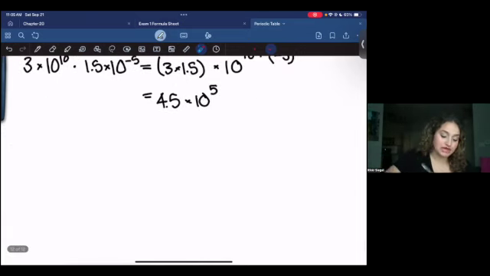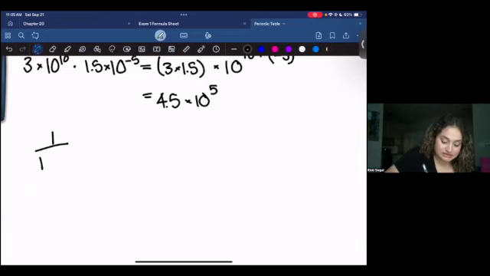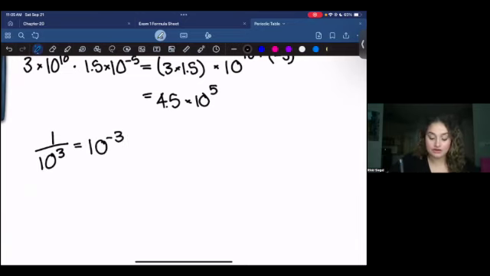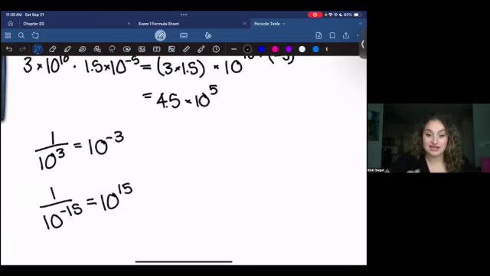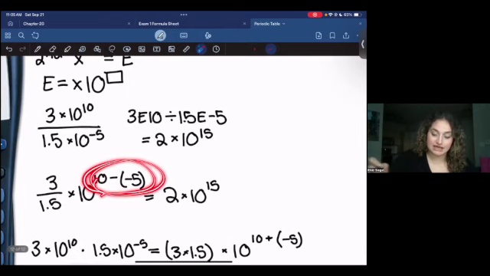So I'm going to just show you guys really quick. If we have 1 over 10 to the third, this is the same thing as 10 to the negative third. If we have 1 over 10 to the negative 15th, this is the same thing as 10 to the 15th. I'll go in depth on this in a different video, but I just wanted you guys to see the pattern. When we have something in the denominator, we can move it to the numerator as long as we subtract it or flip the sign of it, because if you subtract a negative number, you get a positive. And that is what we saw happening here.